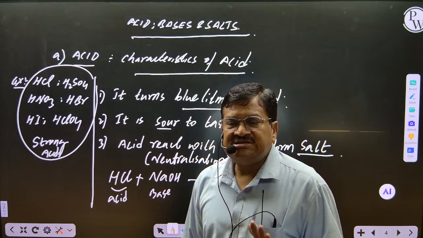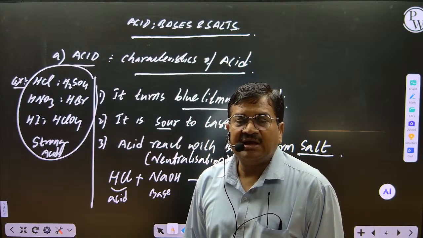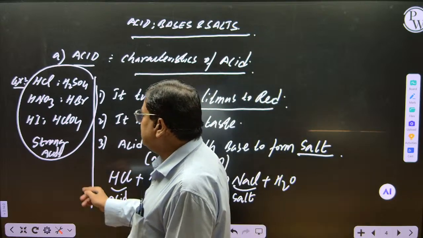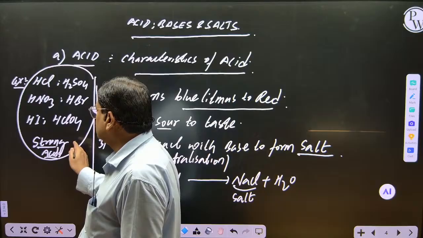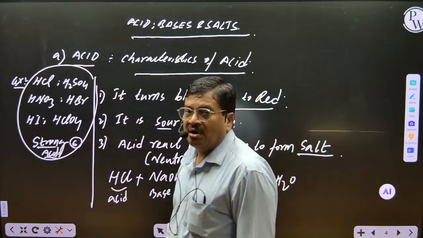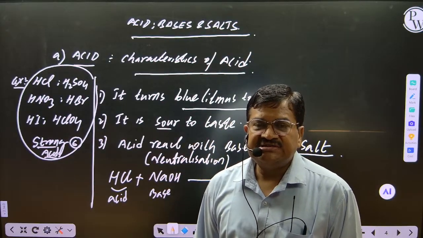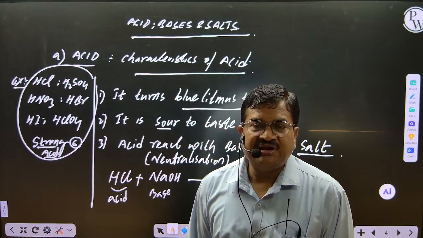Rest of all acids are to be taken as weak acids, like organic acids. Understood? These are all strong acids. Only 6 acids are strong. Rest of all, organic acids like acetic acid, formic acid, phosphoric acid, and the remaining acids all come under weak acids.